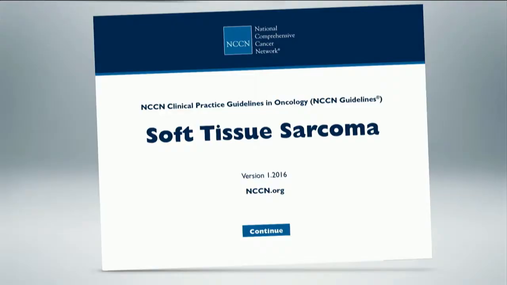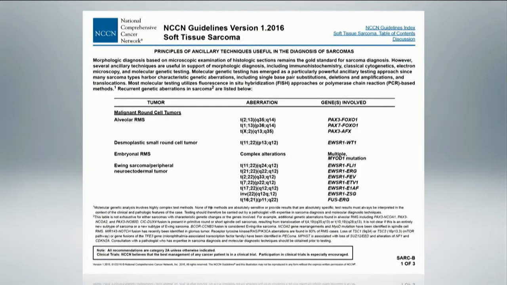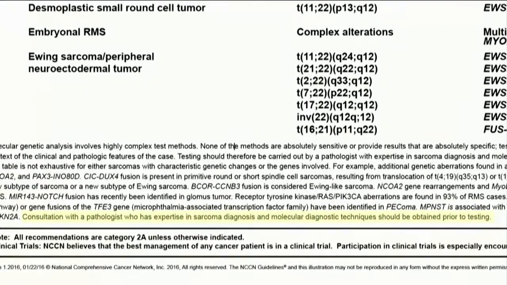Colon carcinoma evolves. If you look at the NCCN guidelines under soft tissue sarcoma, your future is in there. It's in the fine print, but on the bottom of this guideline for soft tissue sarcoma, it says consultation with a pathologist who has expertise in sarcoma diagnosis and molecular diagnostic techniques should be obtained prior to testing. So this document says we are gatekeepers. We are part of the medical team making decisions about how this patient is treated.